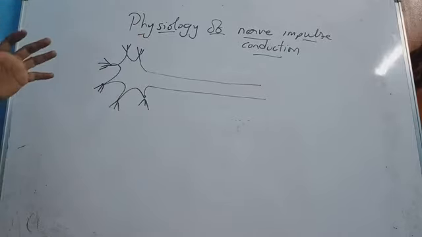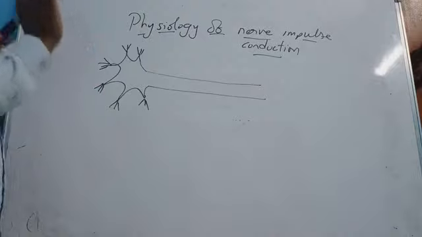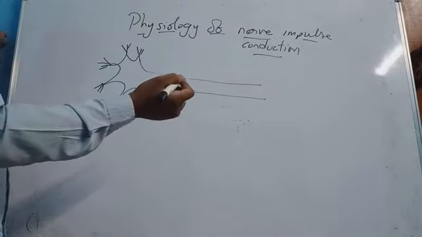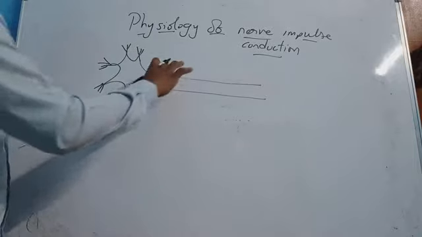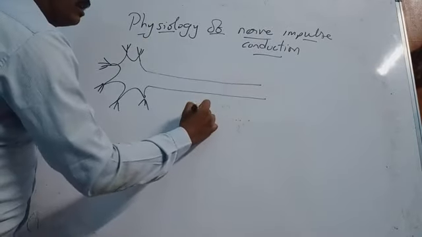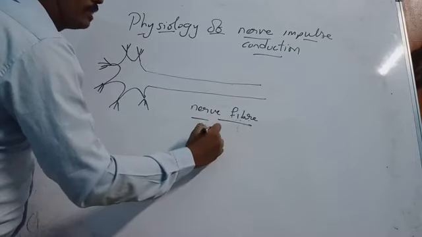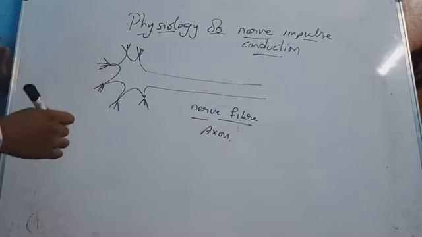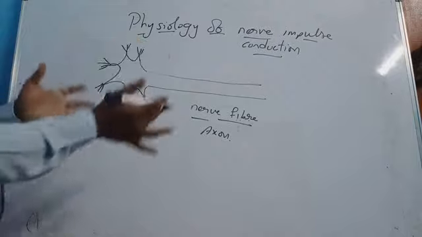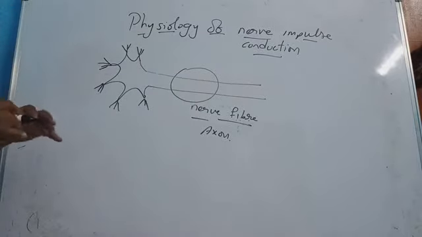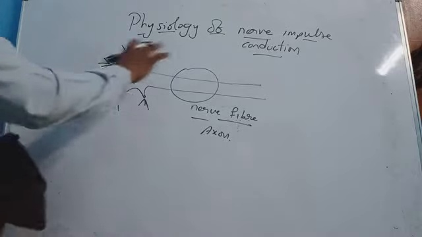Now we have to discuss the transfer or the conduction of nerve impulse and all the remaining physiologies in this portion, that is the nerve fiber part, or we can say axon part. So what we'll do is we will zoom in on this portion and then study what is present in that. After that we'll start the physiology. So first I want to discuss the structure once.